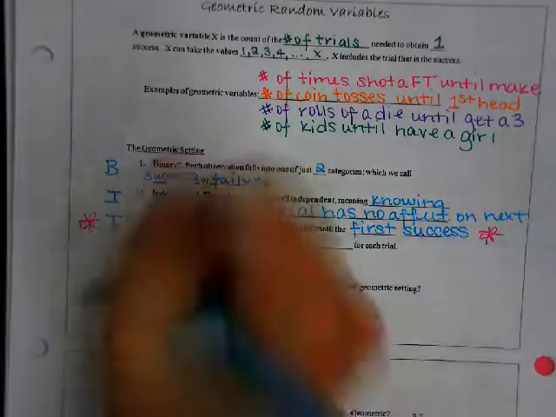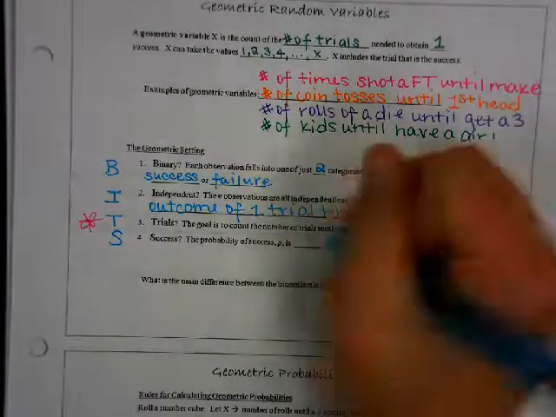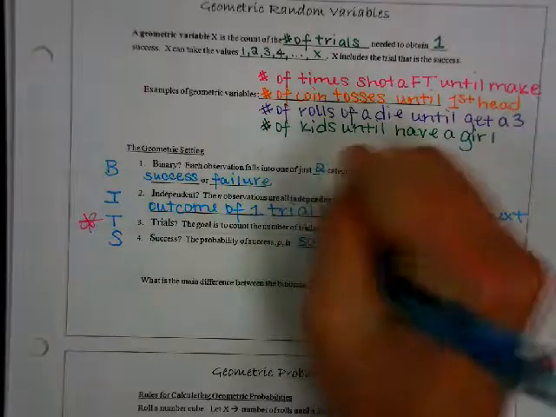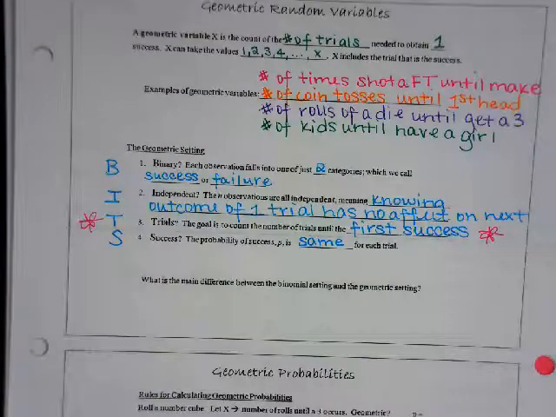Last S, success, probability of success. P is the same for each trial. So the only thing that is different between binomial and geometric is the number of trials. Binomial is a set number. We don't go past that number of trials. Geometric, we keep going until we get that first success, and then we stop.